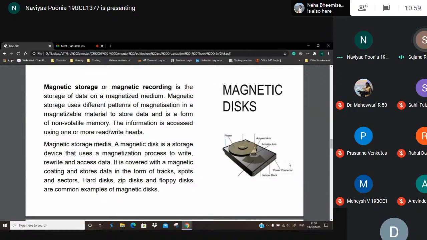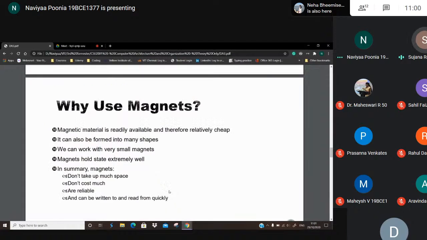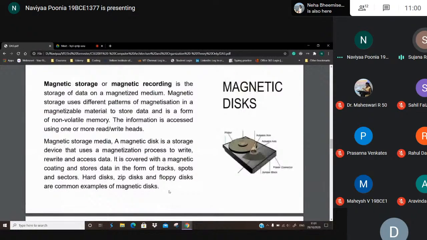The primary magnetic storage medium is the magnetic disk, which uses a magnetization process to write, rewrite, and access data. It is covered with a magnetic coating and stores the data in the form of tracks, spots, and sectors. Here, the tracks are basically the disk surfaces, which are divided into concentric circles, and the thinner the tracks are, the more the storage. While the smaller the spots are, the more bits per inch, which also helps in greater storage. The sectors are basically the tracks which are divided, where a block of data can be read or written at one time.